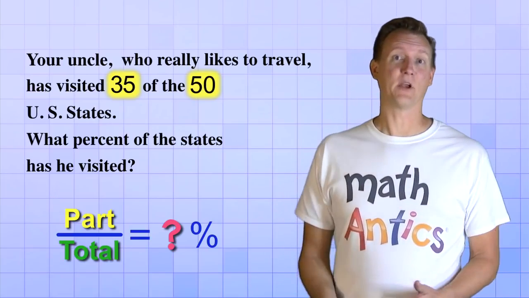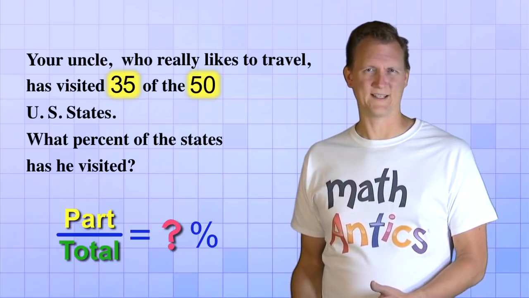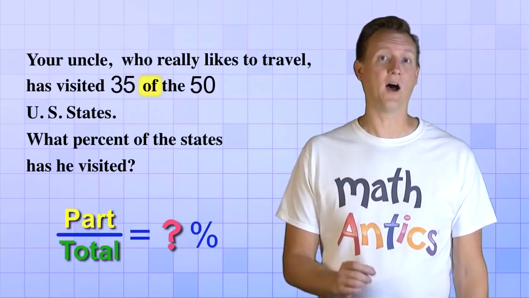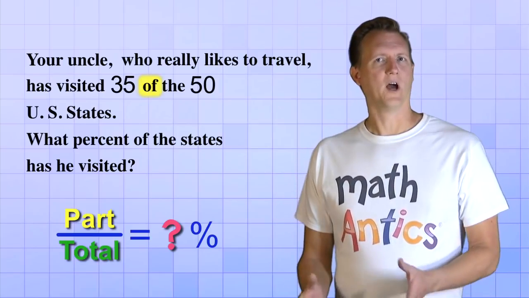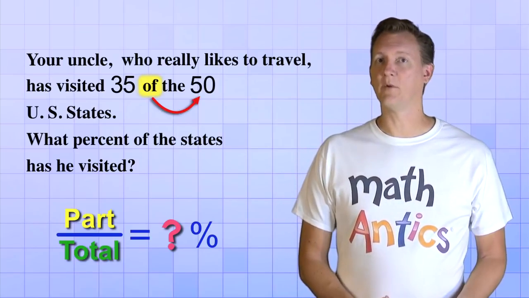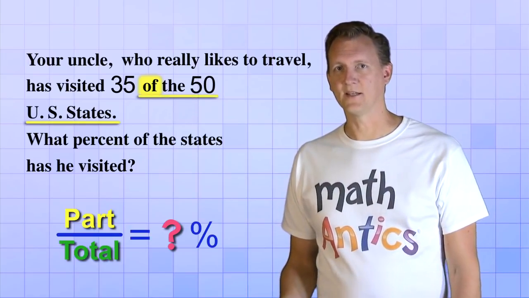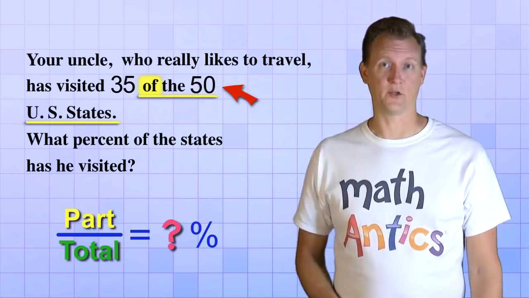And sometimes it can be hard to tell which number the total is. Often it's the bigger number, but not always. And that's where the word "of" can help us out. The word "of" usually goes in front of the number that's the total. So when you see "of the 50 US states," it's a clue that 50 is the total.